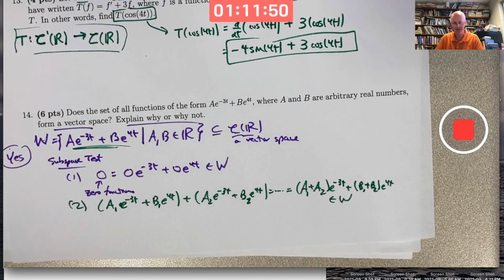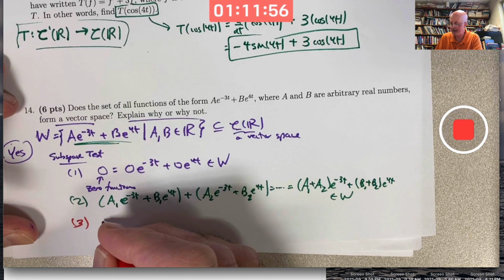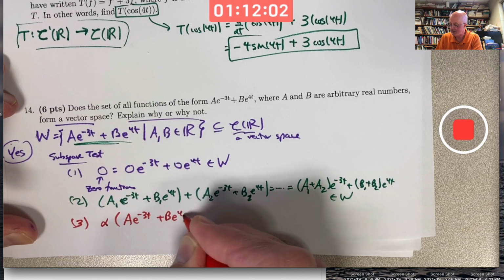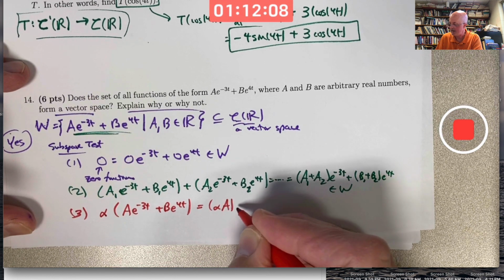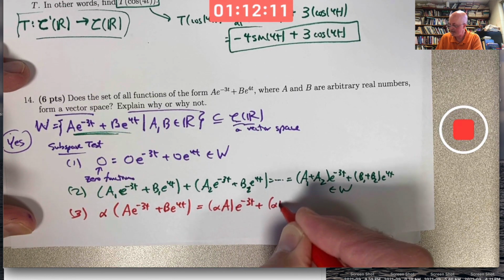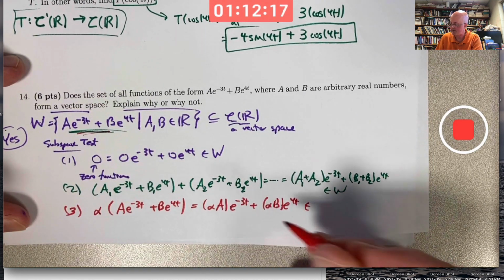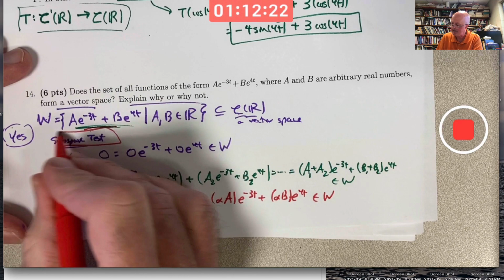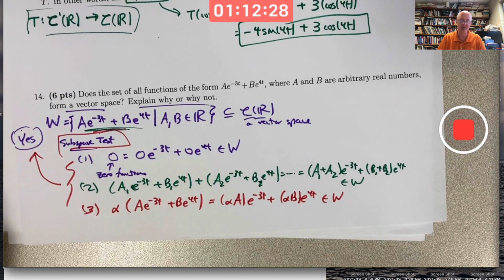And finally, last thing to do, multiply an arbitrary function in here by a scalar, say call it alpha. Is the result still in this set? And the answer is pretty clearly yes, because I can distribute the alpha through here and write it as alpha a e to the negative 3t plus alpha b e to the positive 4t, and that is in the right form as well. A constant times e to the negative 3t plus a constant times e to the 4t, that's in W as well. And so by the subspace test, all these three things imply that the answer is indeed yes. This is a vector space because it's a subspace of a known vector space.